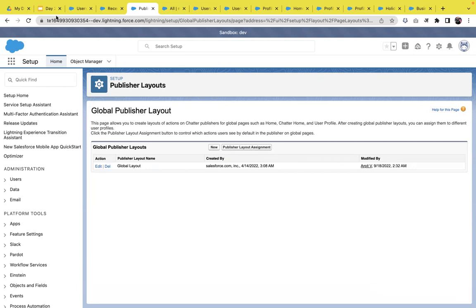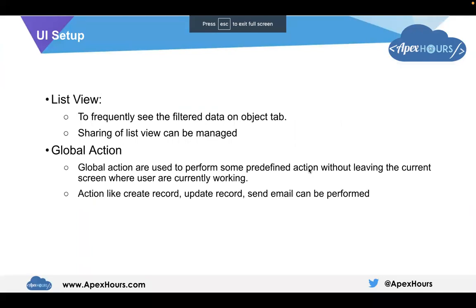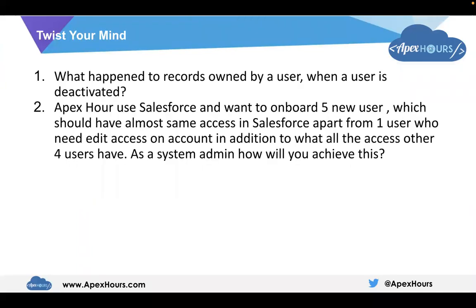Okay, coming back to the slides. Now it's time to twist your mind. Okay, so what happens to records owned by a user when the user is deactivated? Will all the records be deleted, or will anything else happen? So no. When we deactivate a user, the records owned by that user are not deleted. They still remain the same in Salesforce itself. The only thing is, if those records were manually shared with other users, then this manual sharing will be lost.